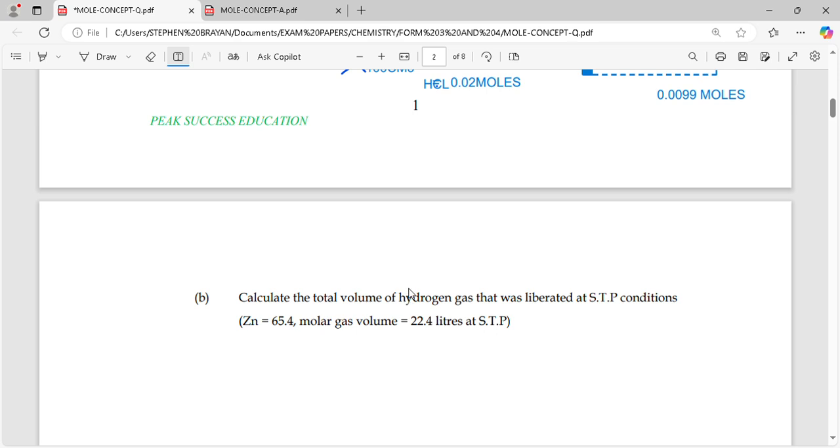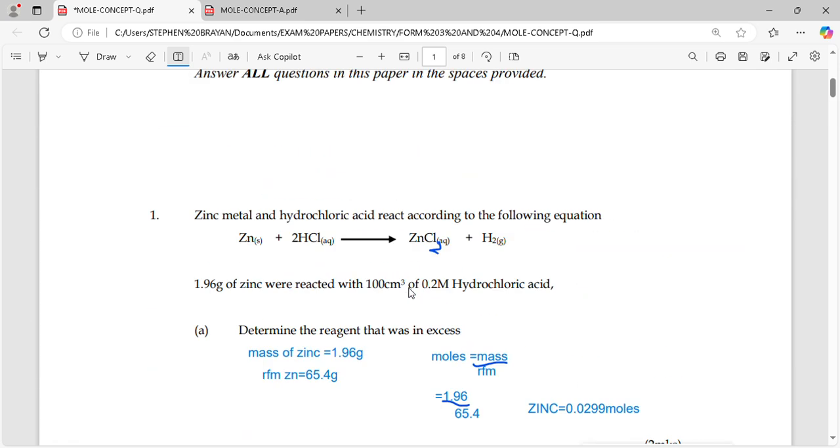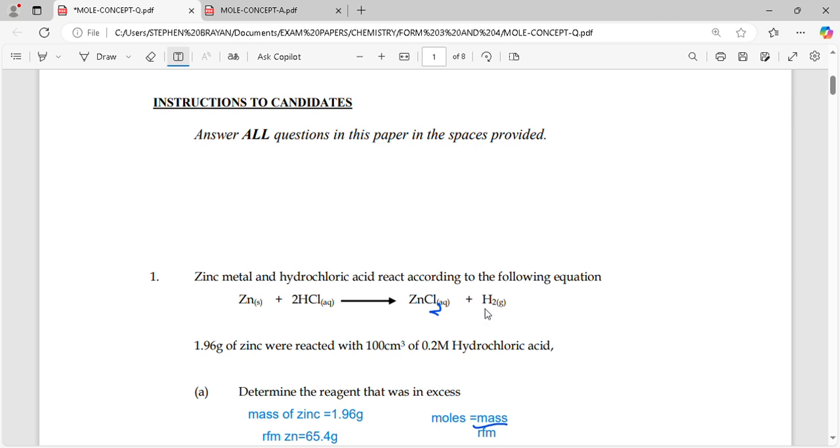So this question, you have to be very careful when you are dealing with it. You have to come back to this question and you look at hydrogen. The mole ratio of zinc is 1. The mole ratio of hydrogen is also 1. So that means zinc and hydrogen have equal number of moles.